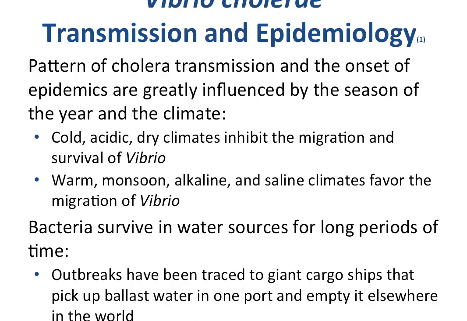So Vibrio cholerae widely breaks out in certain seasons because cold, acidic, dry climates inhibit the Vibrio. So if it's warm, flooded, and alkaline, saline climates, that will induce the outbreak of the Vibrio. The bacteria actually live in the water. Okay, live in the water.